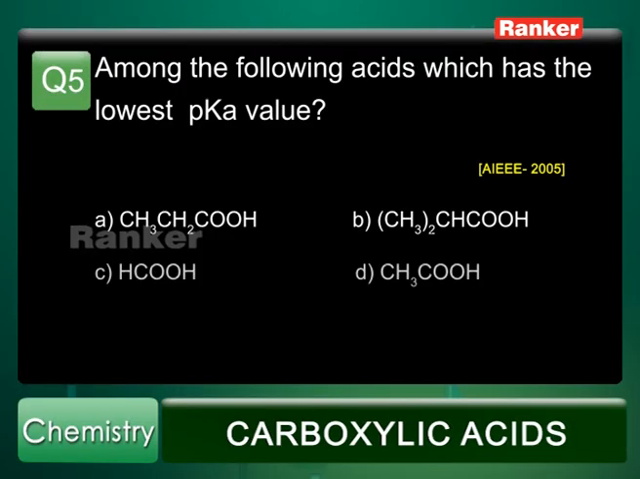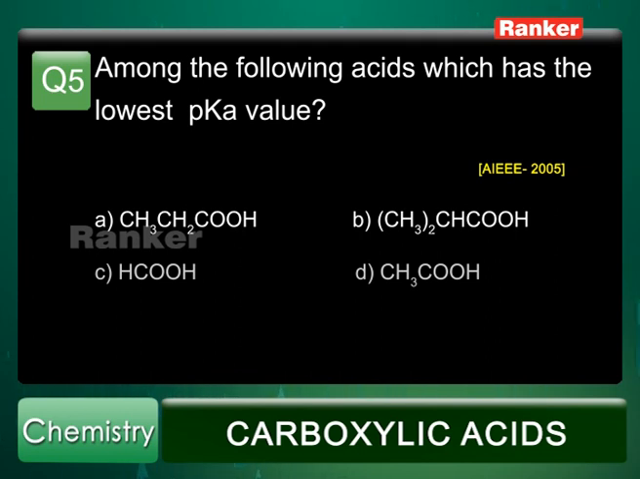This appeared in the AIEEE in 2005. The question says: among the following acids, which has the lowest pKa? As we see, if the Ka value is highest, the acid will be the stronger acid, but the lowest pKa value is the strongest acid. So we have to search for the option which has the lowest pKa, meaning the strong acid. As we have seen in carboxylic acids, if any donating group is there, acidity will be decreased, and no donating group or withdrawing groups will make stronger acids.